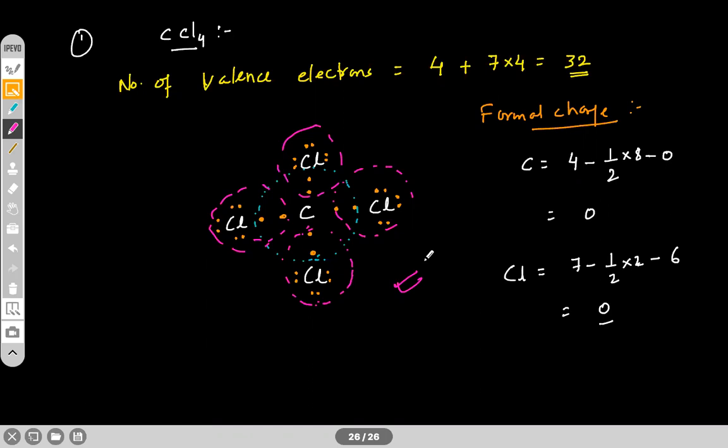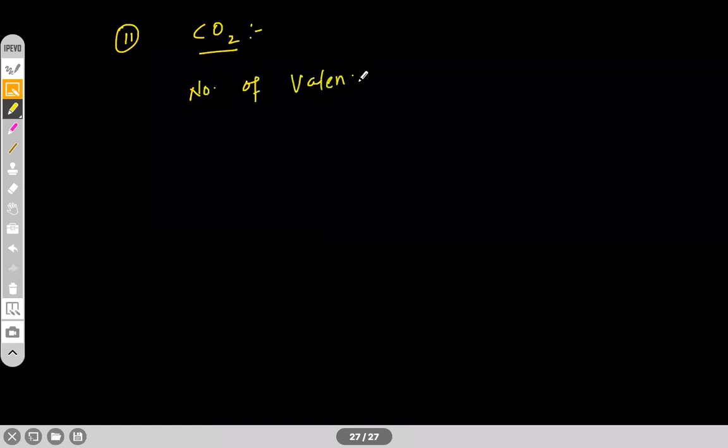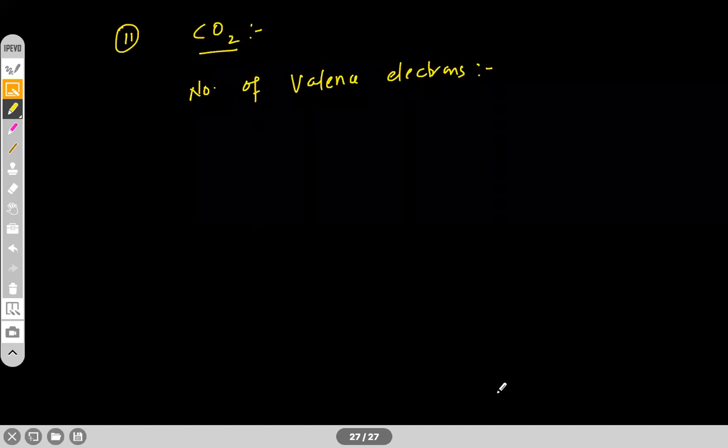Right? Let's take another example. CO2. Tell me the valence electrons for carbon dioxide. The number of valence electrons, and which one is the central atom here? How many valence electrons are there?